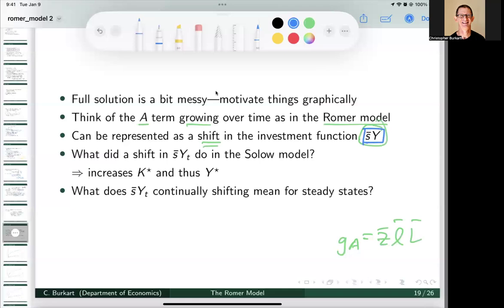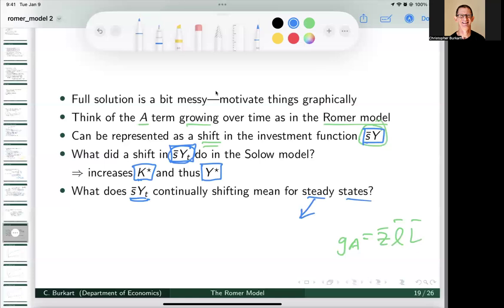Try to do it maybe in blue, these pieces that come from the Solow model. And if you think about back when we played with the Solow model, shifting the investment function caused an increase in steady state capital, which came with an increase in steady state output. So this is not at all a rhetorical question here. What does this continual shift in investment mean for steady states?